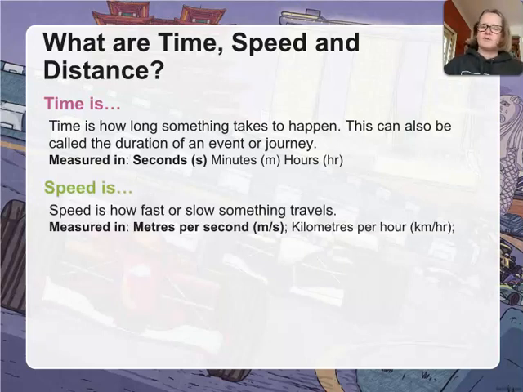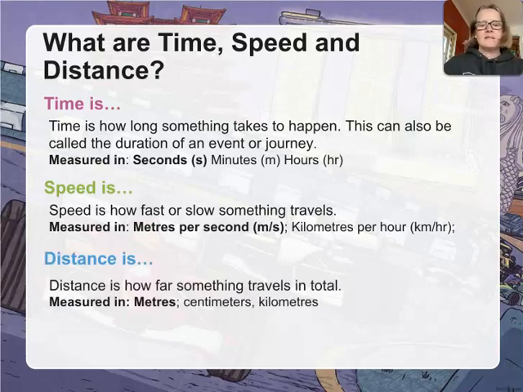Speed is how fast or slow something travels, and it's measured in meters per second, but you'll also be familiar with kilometers per hour or miles per hour. And distance is how far something travels, and our standard unit of measurement is meters, but you'll be familiar with things like millimeters, centimeters, kilometers, or even miles if you've traveled in places like England.